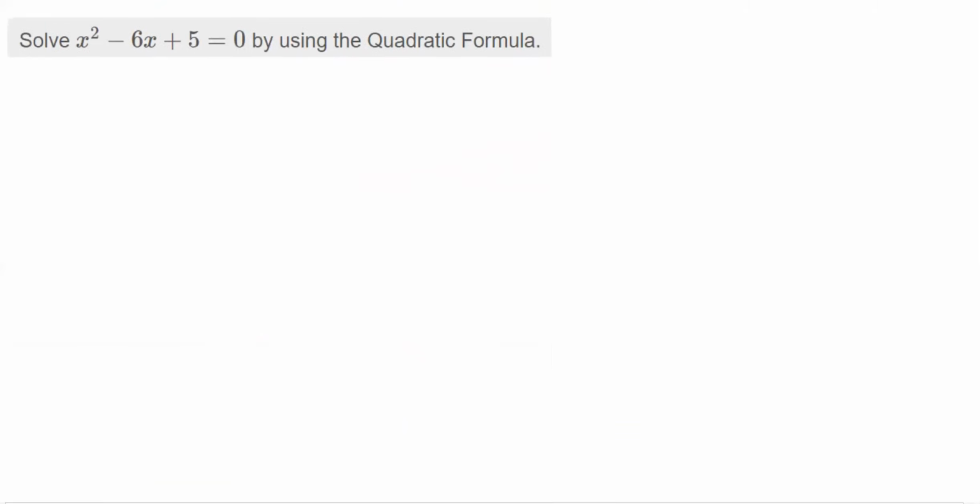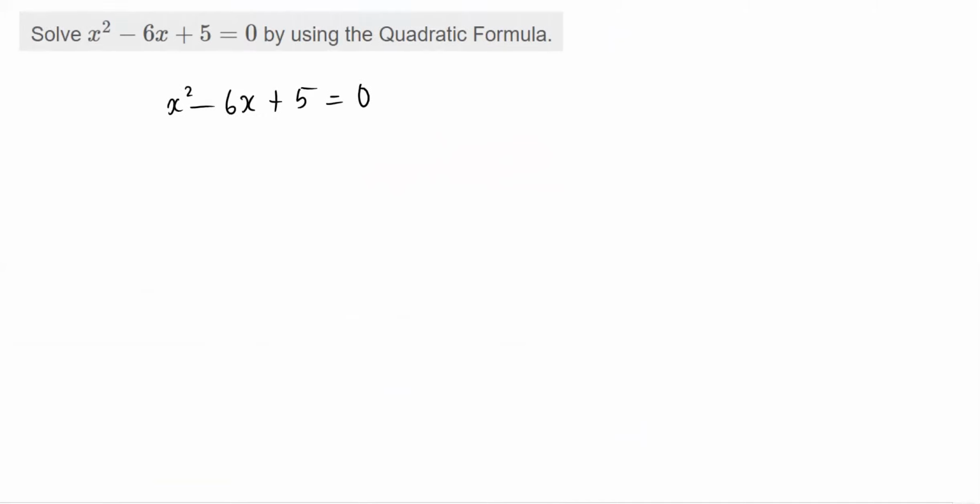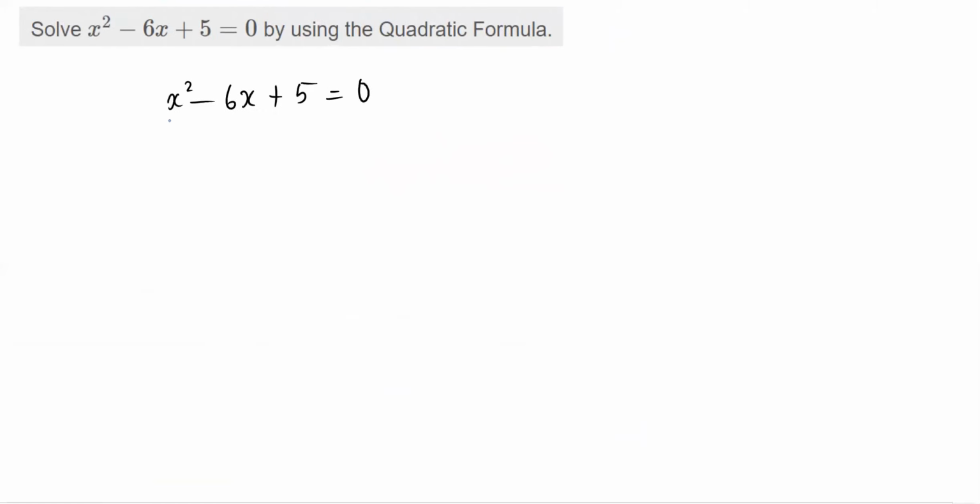Let's try this one. X squared minus 6x plus 5 equals 0. As always, scan your equation to see if it is quadratic and all the parts are. Yes, this is of the form ax squared plus bx plus c, and this is a 0. All good there. Let's collect a, b, and c. A is 1, b is negative 6, and c is 5.